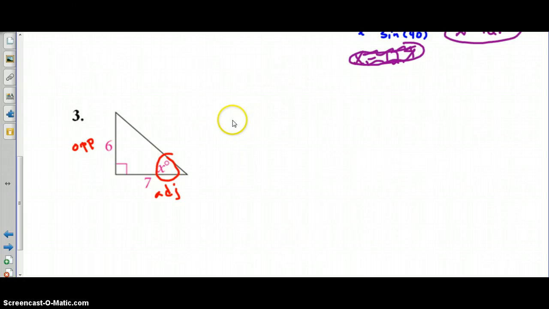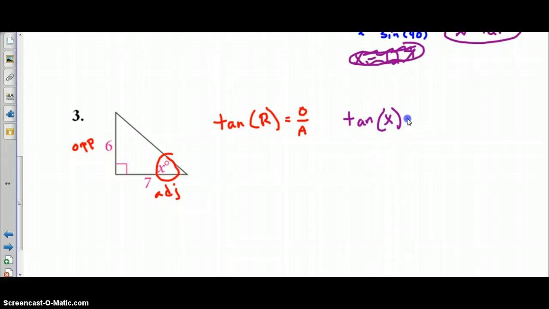And so in order to calculate our angle, we have the opposite and the adjacent, and so that was the tangent function. So the tangent of our reference angle is opposite over adjacent. If we substitute in what we know, we have the tangent. In this case, our angle is unknown, so we're going to put x for our reference angle. The opposite side is 6, and the adjacent side is 7.